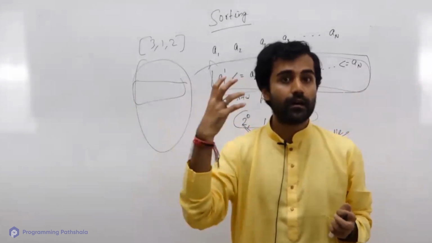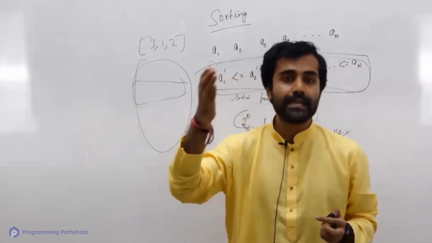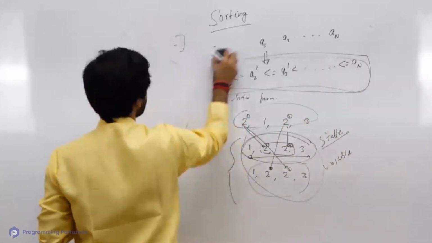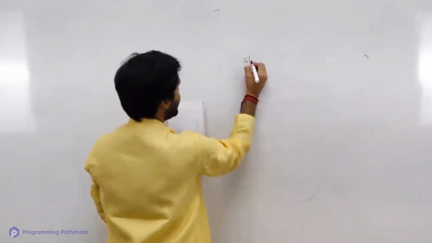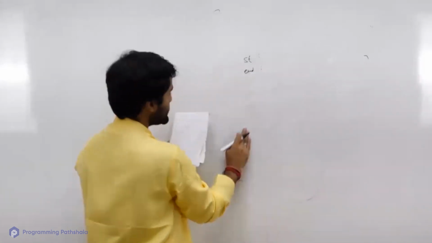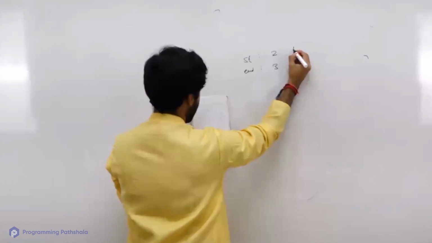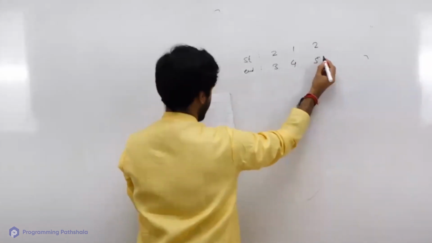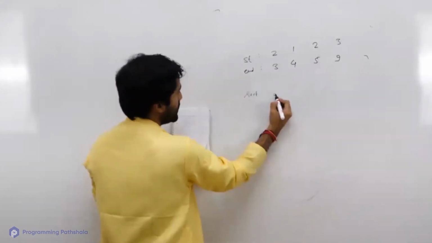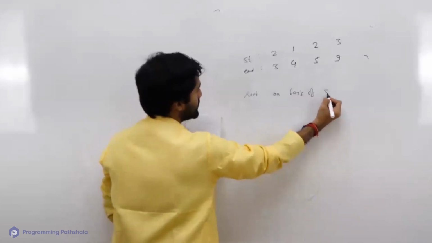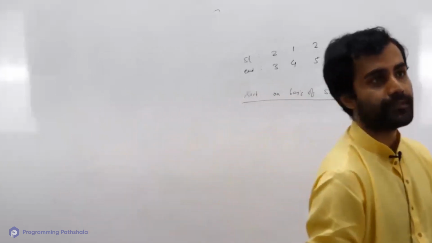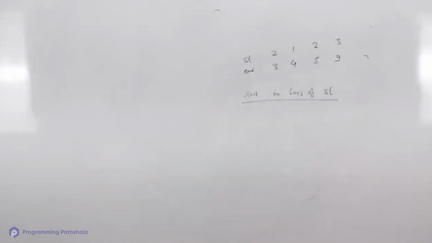It's a structure which can contain so many things inside it. So let's take an example. Let's say we have got start and end times of some movie shows. The first movie starts at 2 p.m. and ends at 3 p.m. The second movie is from 1 to 4, then 2 to 5, and then 3 to 9. What I want to do is sort these movies on the basis of start time. So tell me, what will you get?